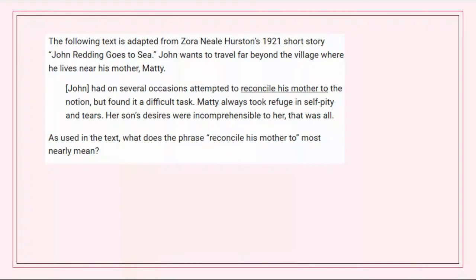All right, so this is our last example. The following text is adapted from her short story, John Redding Goes to Sea. John wants to travel far beyond the village where he lives near his mother, Maddie. So always make sure you read this because sometimes, like in this situation, we're really going to need this information. So he wants to travel far beyond the village where he lives with his mom.